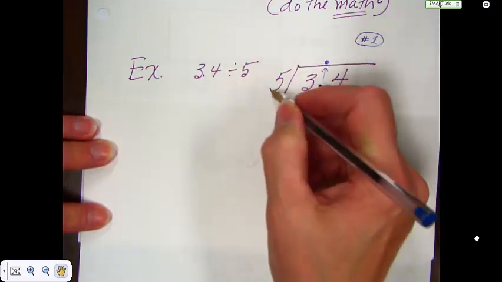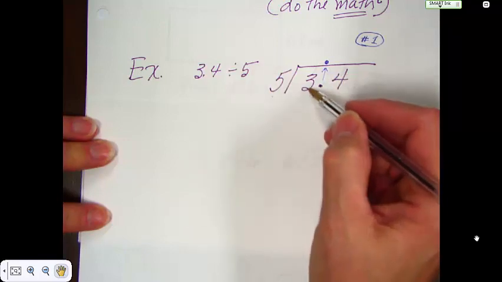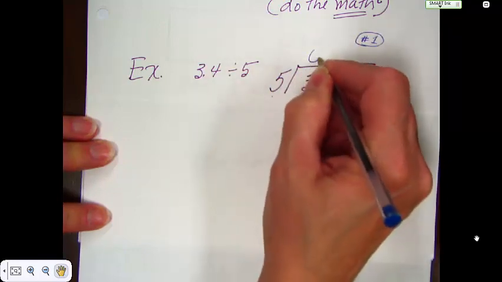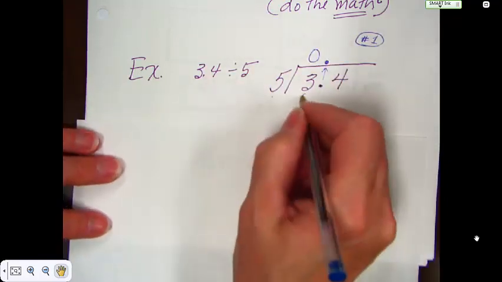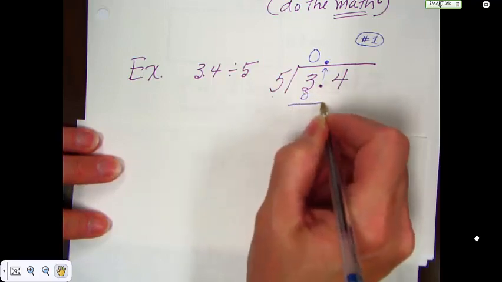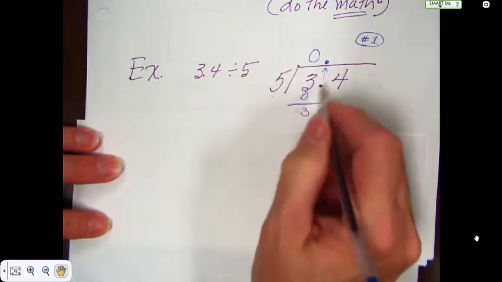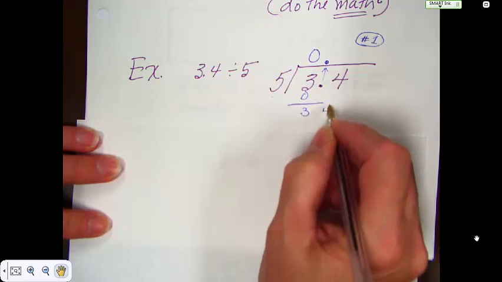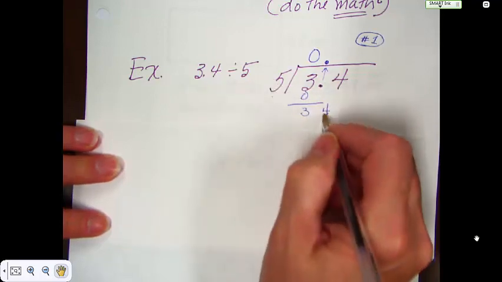So you're going to take 5, and first of all you've got to move up this decimal point here, okay? And then you say to yourself, does 5 go into 3? No, it doesn't. So you're going to put a 0 up here and a 0 here. You're going to bring down the 3. Don't worry about the decimal now. And then you're going to bring down the 4.